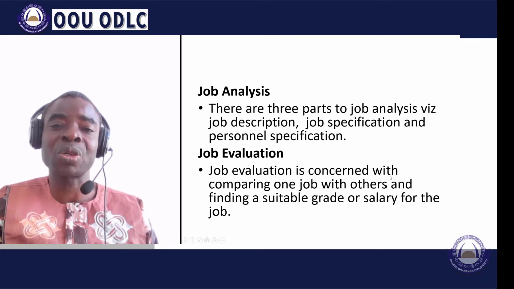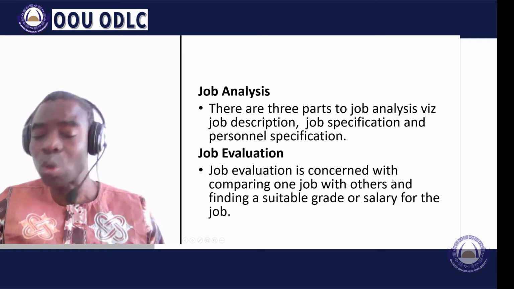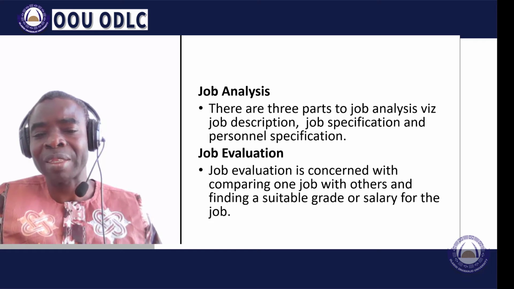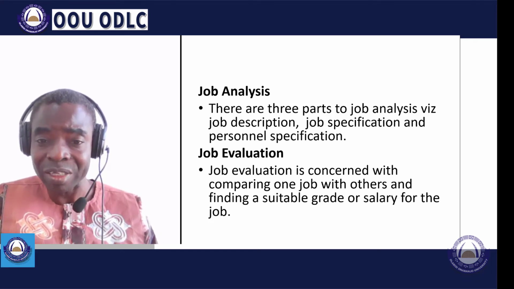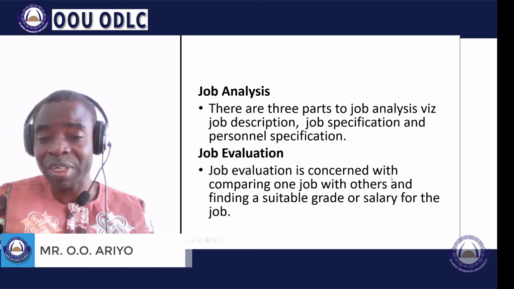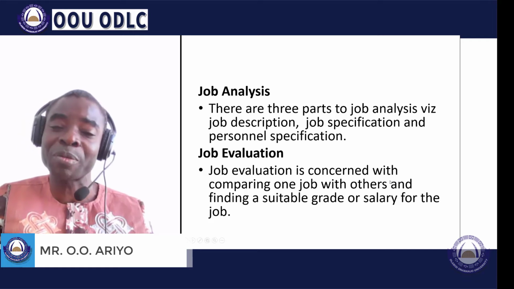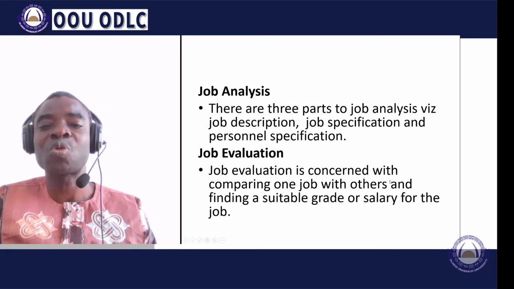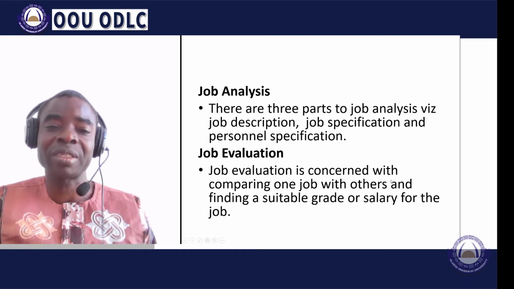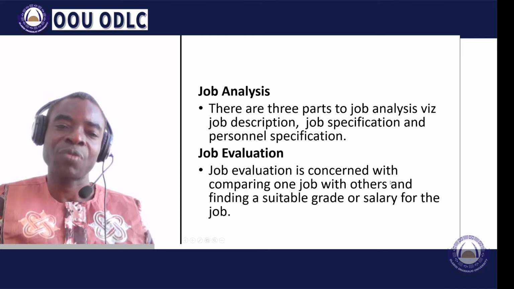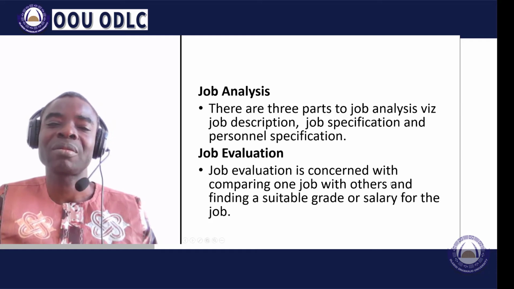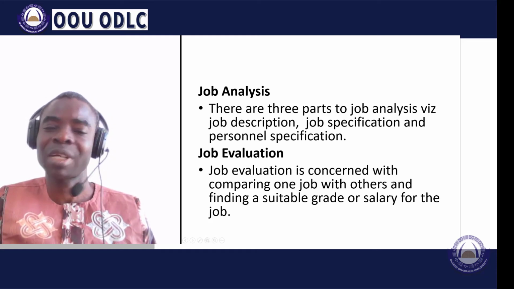Now, job specification and personnel specification go together. If you say job specification, you are saying what are the skills needed to be able to perform this job. That also translates to the personnel specification. That is, the person who is going to perform this job, what qualifications in terms of skills, education, experience do we expect this person to possess. For each job position, all these things should have been properly identified and stated. That's what we call job analysis.